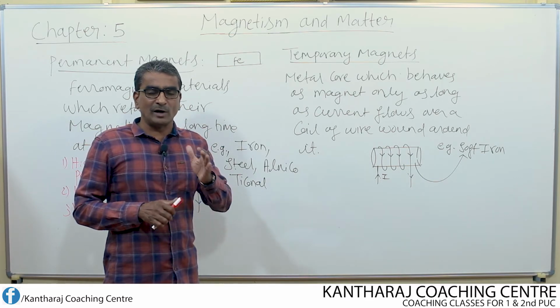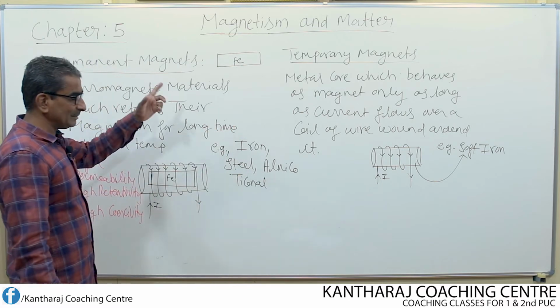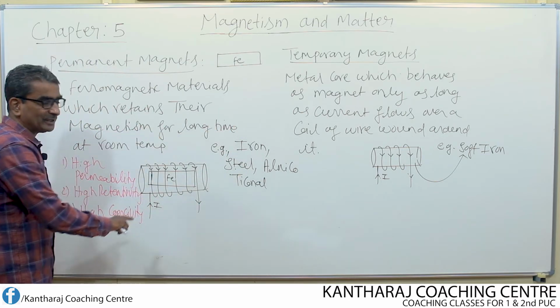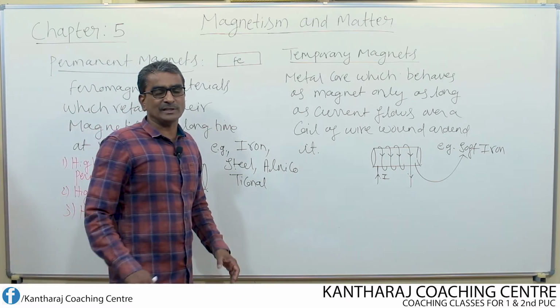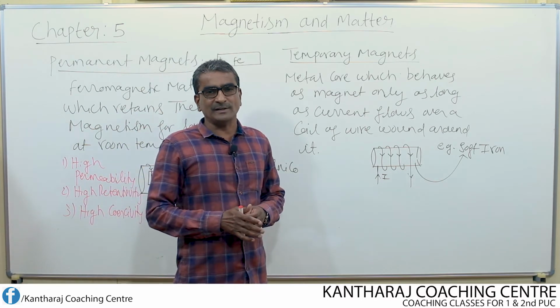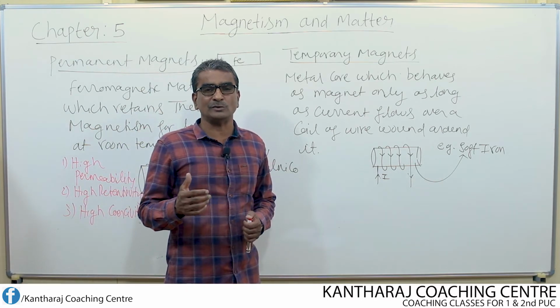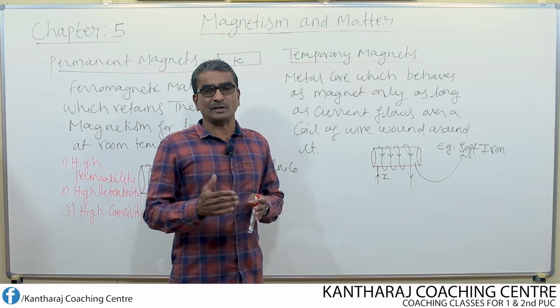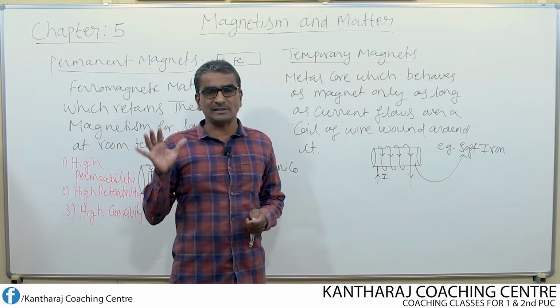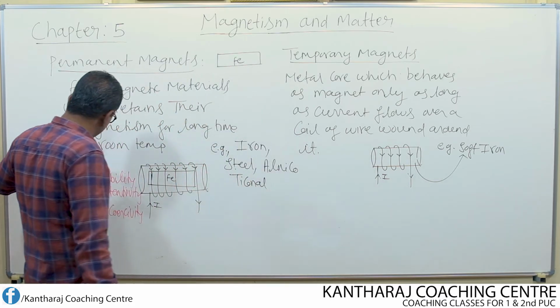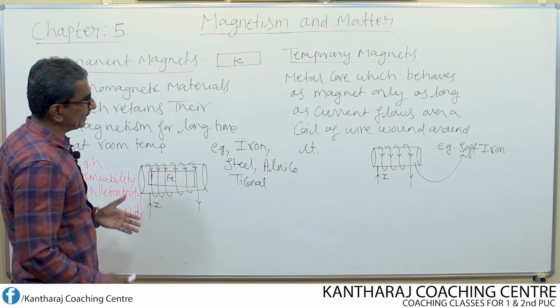For this to happen, that material or magnet should possess high coercivity, so that even if the temperature changes, the permanent magnet is not going to lose its magnetism quickly. So that's the meaning of this. These three should be there for the permanent magnet.